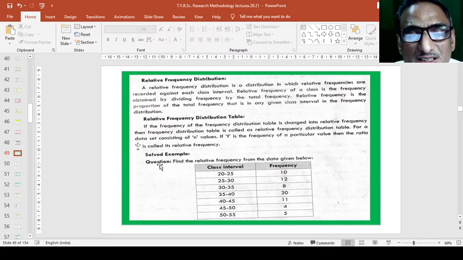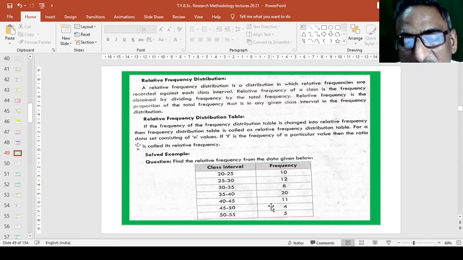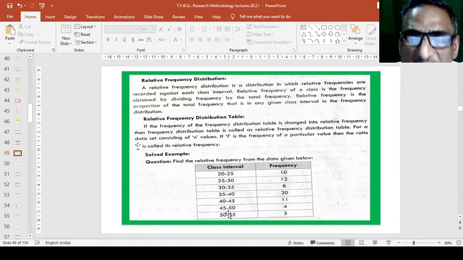An example is given, let us look at it. Find relative frequency from the data given below. The class intervals are 20 to 25, 25 to 30, 30 to 35, 35 to 40, 40 to 45, 45 to 50 and 50 to 55. So these are the class intervals and frequencies are 10, 12, 8, 20, 11, 4 and 5. It means that the number of frequencies which we are going to calculate, either weight, size, height, whatever it may be, in between 20 to 25 are 10, in 25 to 30 are 12, and likewise 50 to 55 are 5. So these are the frequencies available in between these class intervals.